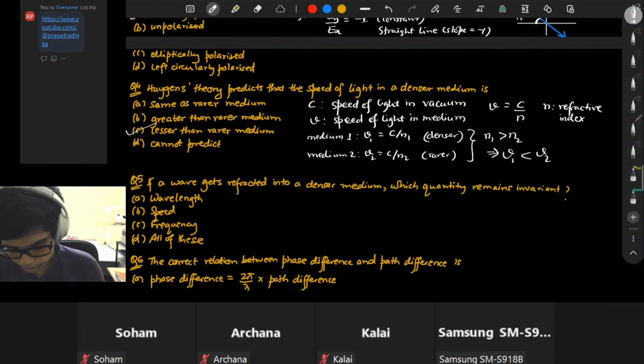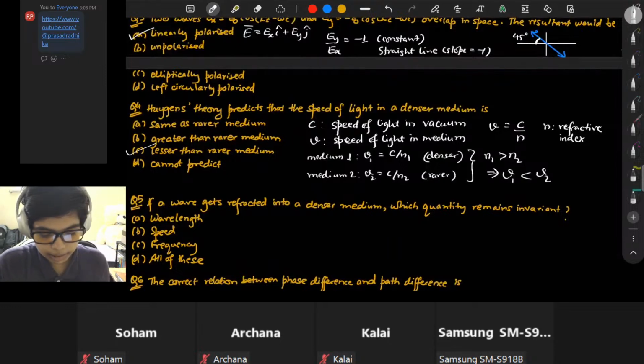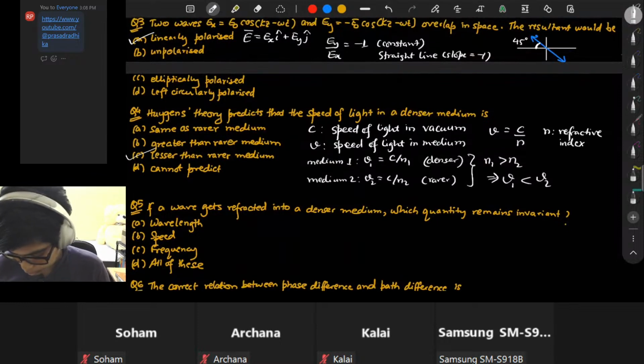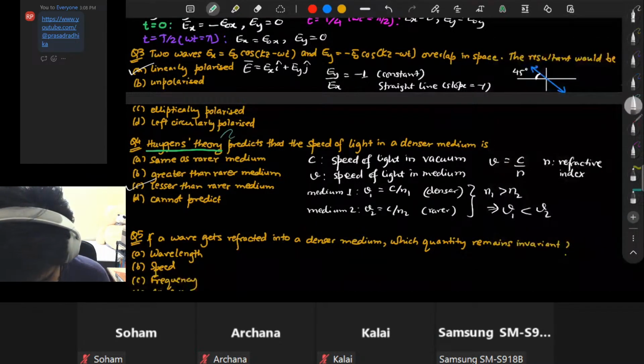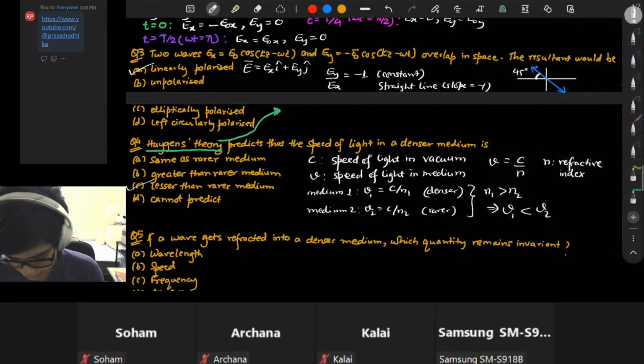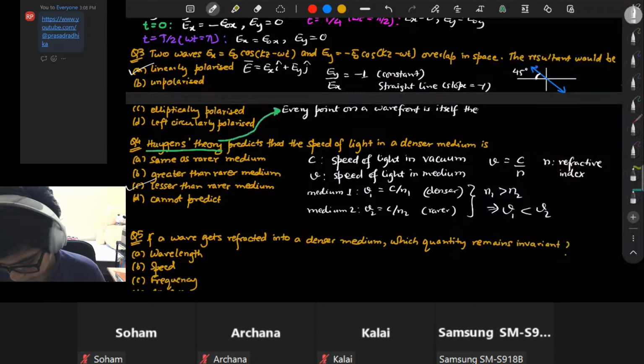Okay, this was simple. And just to revise ourselves what Huygens principle is, let me rewrite this Huygens principle for you. So Huygens principle says that, where do I have space? Okay, let me write it here. Huygens theory. What it says is that every point on a wavefront is itself the source of secondary wavelets of spherical secondary wavelets.